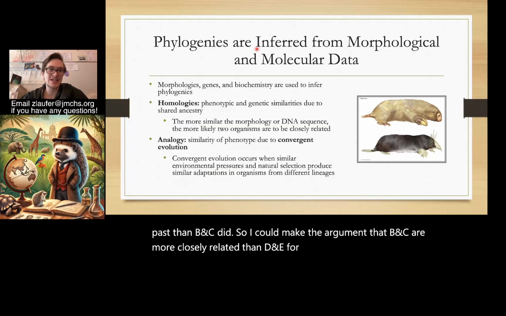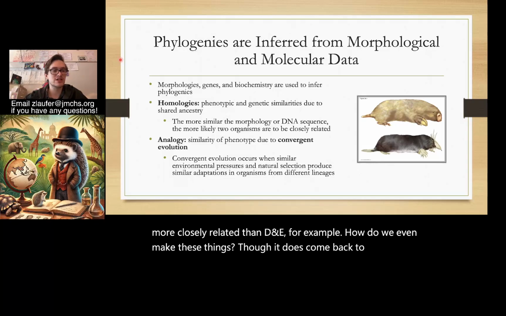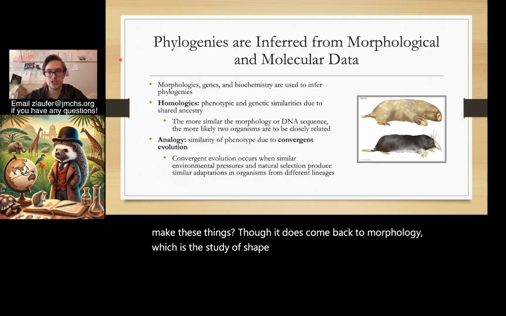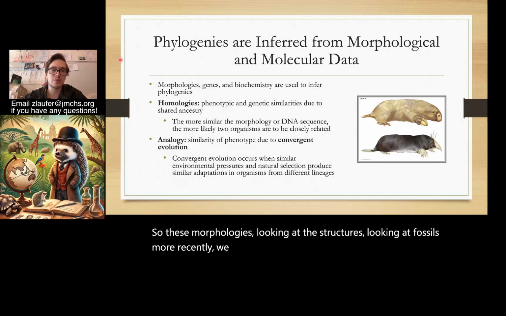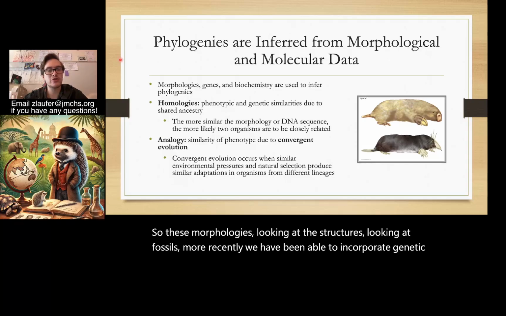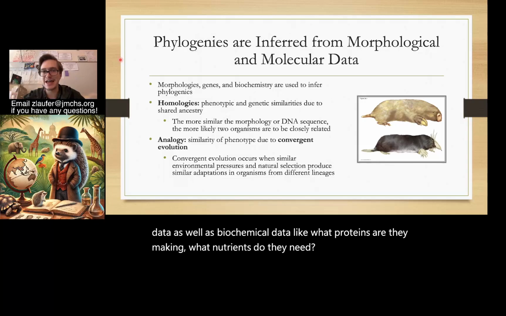How do we even make these things, though? It does come back to morphology, which is the study of shape, how things are shaped. So we use morphologies, looking at the structures, looking at fossils. More recently, we have been able to incorporate genetic data as well as biochemical data, like what proteins are they making, what nutrients do they need, things like that.